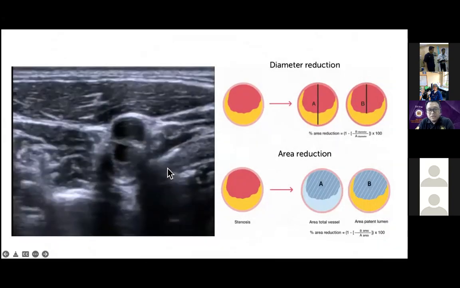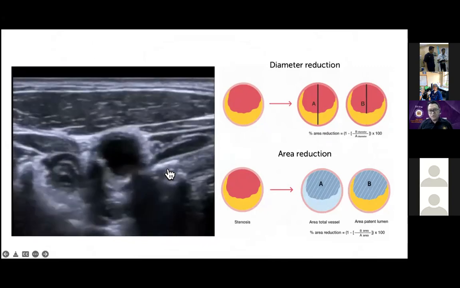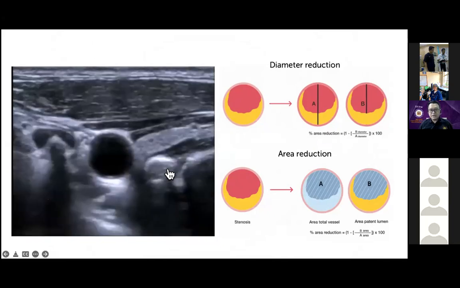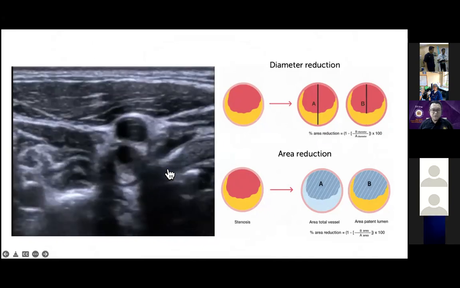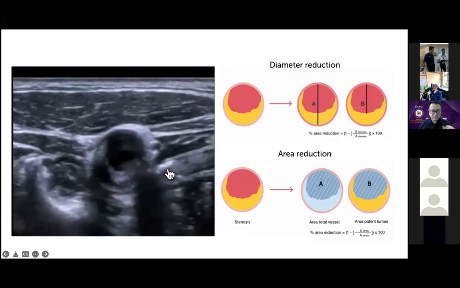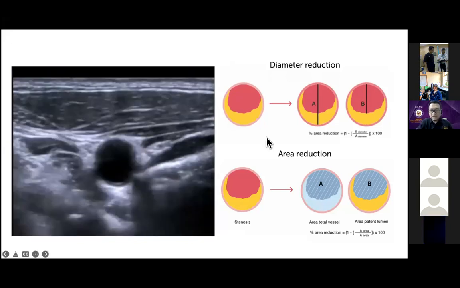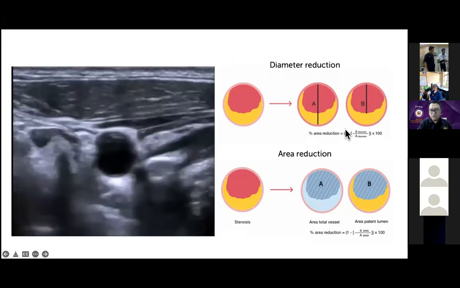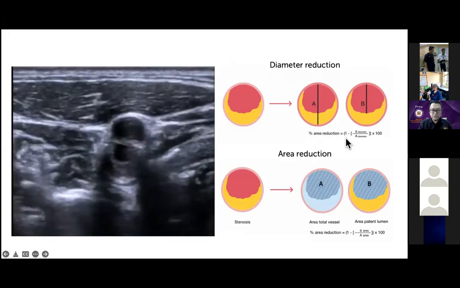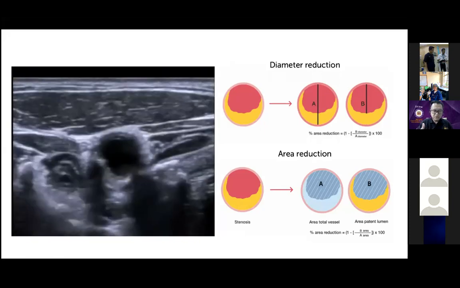Okay, so last, the diameter reduction. People like to use the eyeballing technique. So diameter reduction and area reduction. This method has been advocated also, but it's not routinely used because we can't see the extension of the plaque itself or the stenosis. But we can use this as a screening tool. If you use diameter reduction, you can use this formula. If we use area reduction, we can use this formula. More than 50% reduction indicates the patient has severe occlusion.